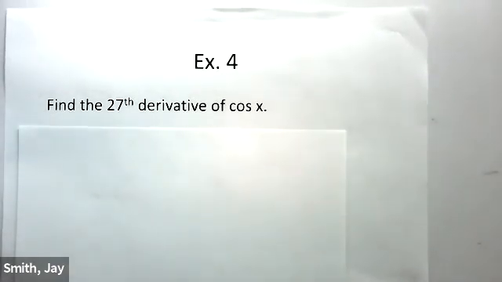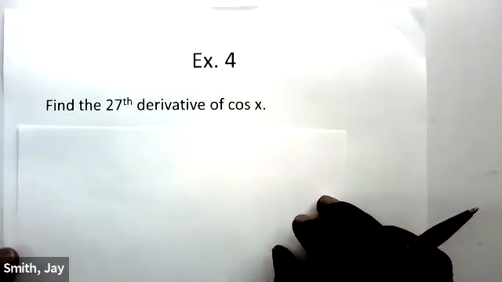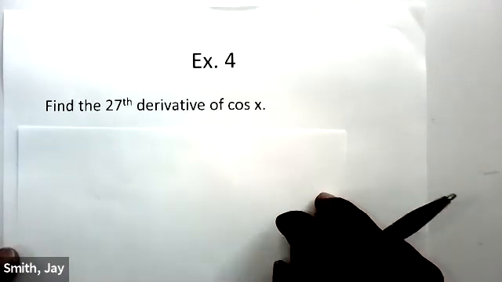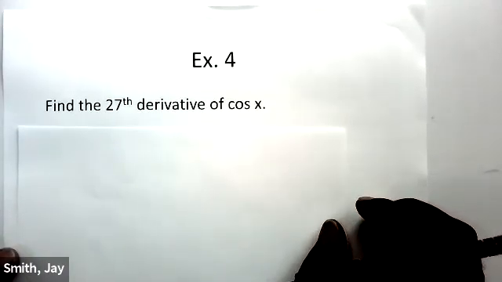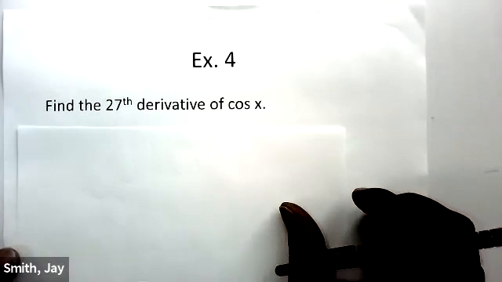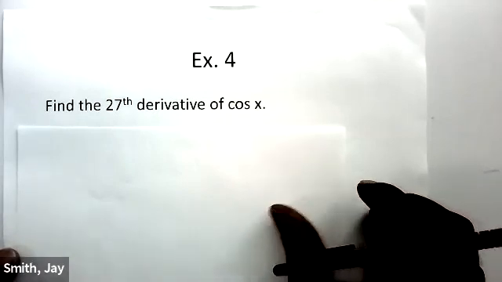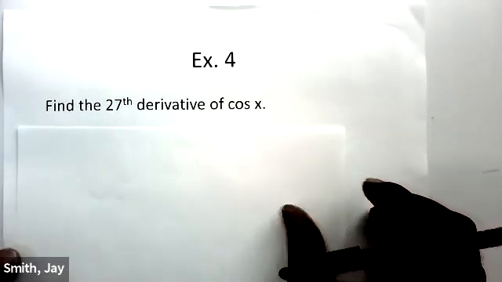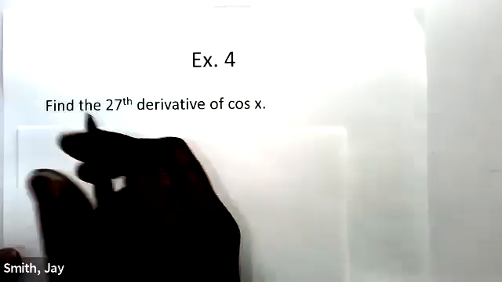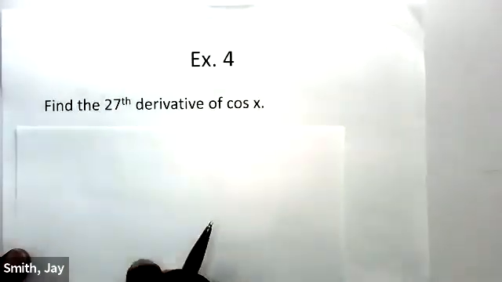Example 4 states to find the 27th derivative of cosine x. Now, there is no rule saying that we can't just simply take the derivative 27 times and hope that we didn't make a human error in those 27 steps. Obviously, we want to find a more concise and more reliable way to get that answer, because there's nothing stopping me from asking what's the 1037th derivative of cosine x.